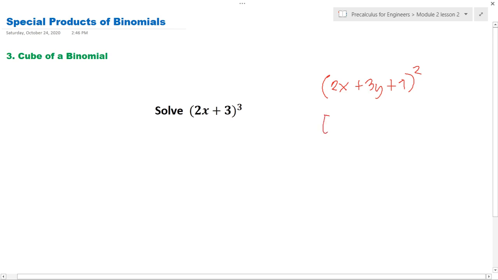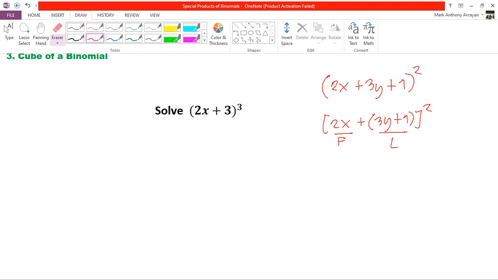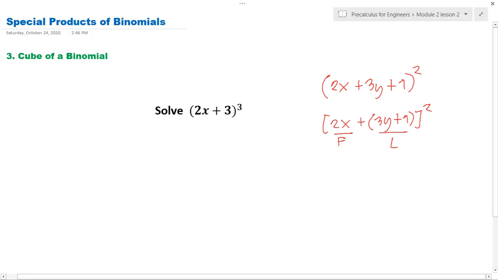Okay, I can make it in this way: (2x + 3y) + 1, squared. See? Dalawa na yung term ko. So, pwede na siya. Ito yung first ko, tsaka last ko na term. Ganon din. So, it can also be applied to many more terms. Pero marami ka nang i-simplify sa huli.